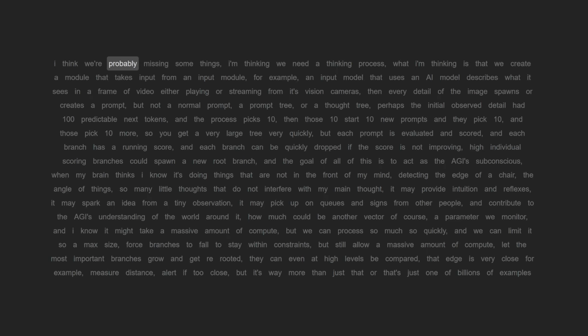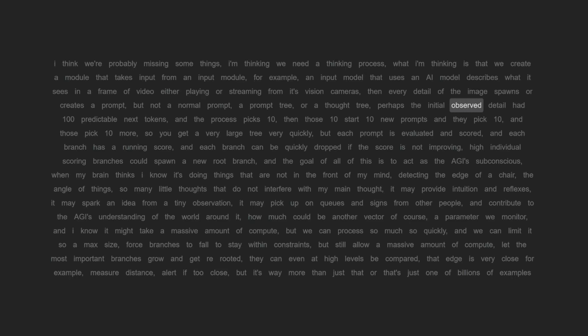I think we're probably missing some things. I'm thinking we need a thinking process. What I'm thinking is that we create a module that takes input from an input module. For example, an input model that uses an AI model describes what it sees in a frame of video, either playing or streaming from its vision cameras. Then every detail of the image spawns or creates a prompt, but not a normal prompt: a prompt tree, or a thought tree.